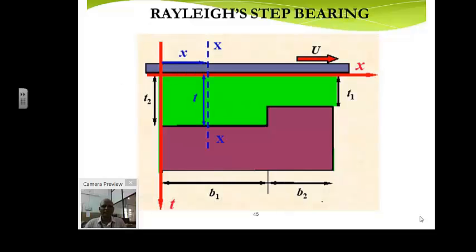A step bearing is basically a bearing in which there is a change in the cross-sectional area, a uniform cross-sectional area at a particular region, and another region with a different area of cross-section. So it causes a hydrodynamic effect due to a step.